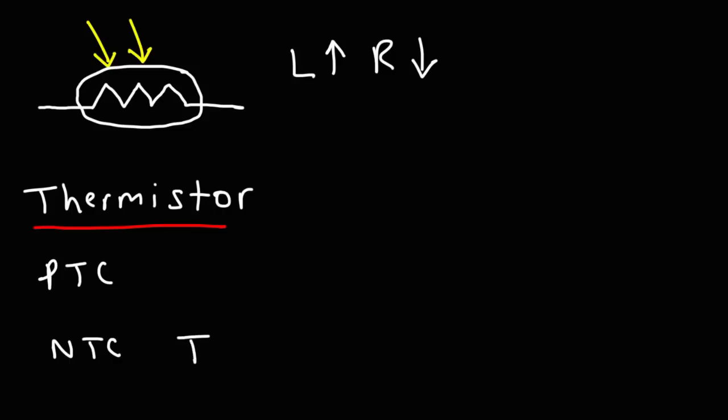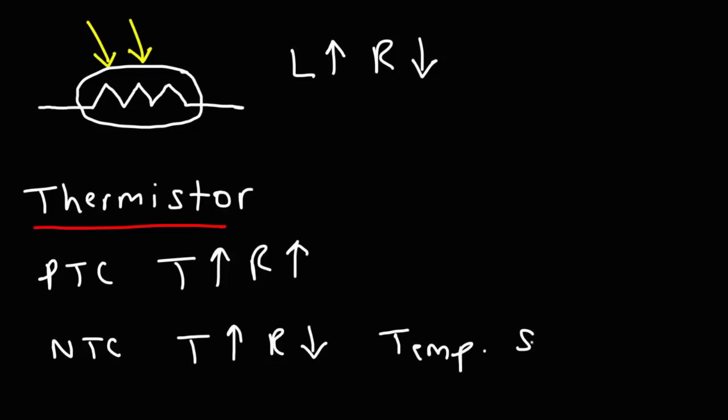With the NTC, as the temperature goes up, the resistance goes down. And so there's an inverse relationship. With the PTC, as the temperature goes up, the resistance goes up. NTC thermistors are typically used as temperature sensors, whereas the PTC thermistors, they're typically used for resettable fuses.